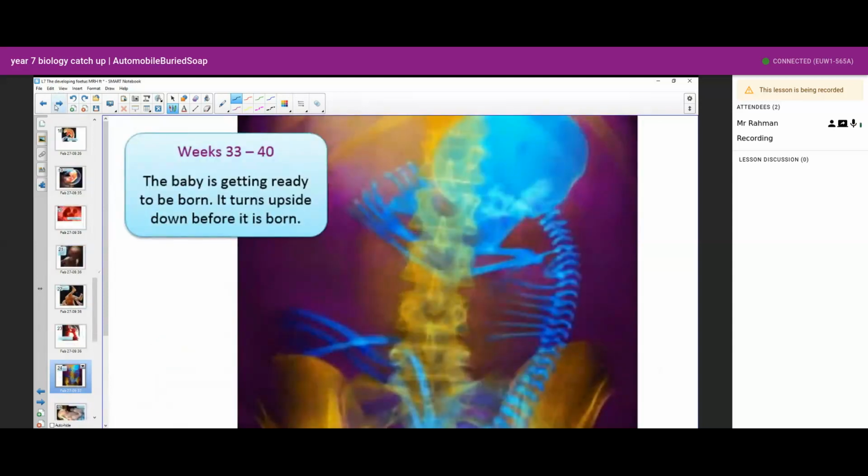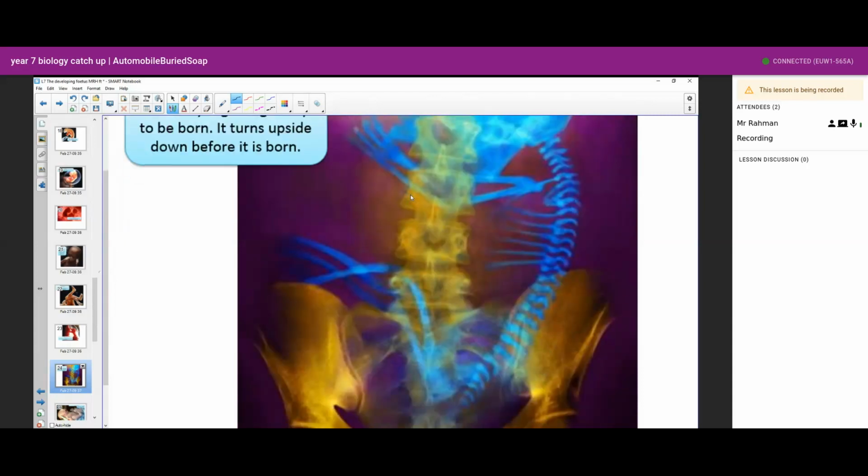Weeks 33 to 40, the baby is getting ready to be born. It turns upside down before it's born. Why do you think the baby's head turns upside down before it's born? Well done if you said that it's easier for the woman to give birth with the head upside down because it would be very difficult for the baby to come out feet first.